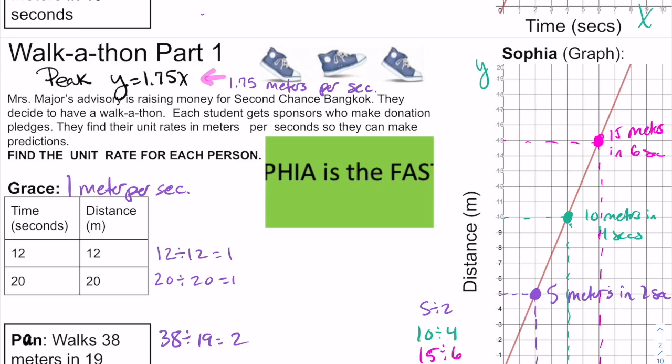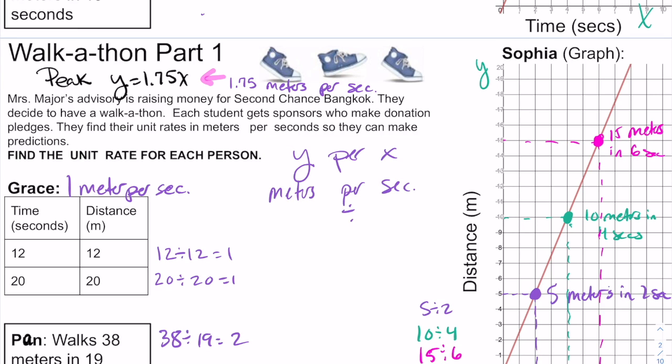And then just a reminder, when we're finding that unit rate, it is y per x. So we're taking the y, the meters in this case is on our y-axis, and per means divide. We're dividing by the number of seconds.